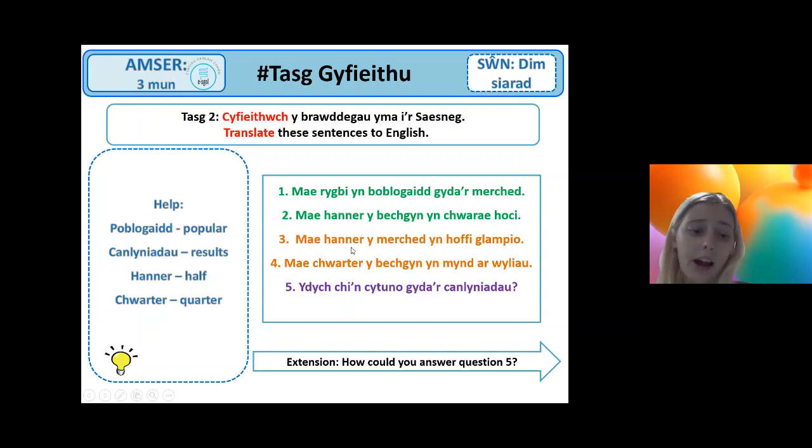Then hanner is on the graph, in the help box, so half. Merched we just had, hoffi, so think of opinions, and glampio. Glampio, what does that sound like in English? Remember, type in the chat if you have any more questions or need any help.